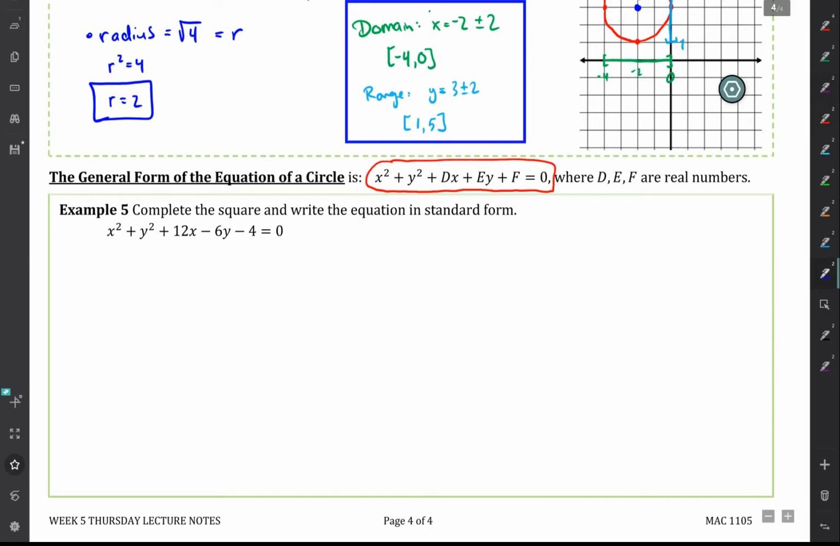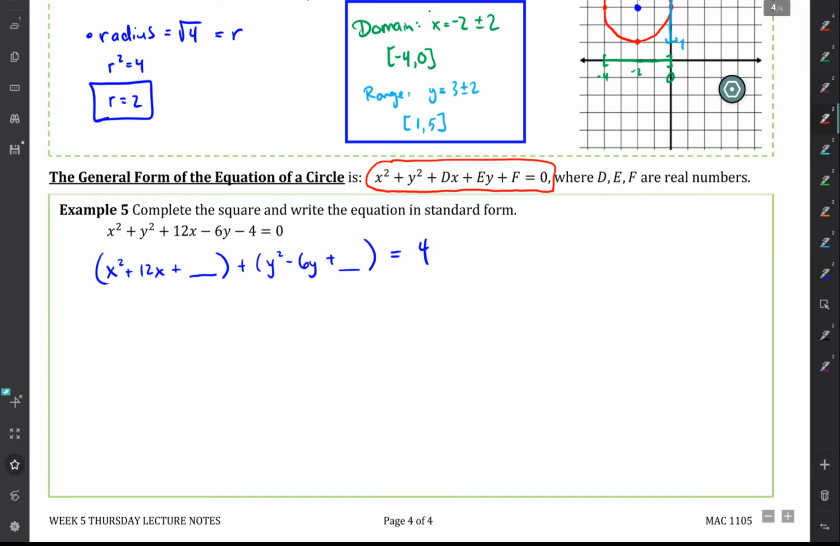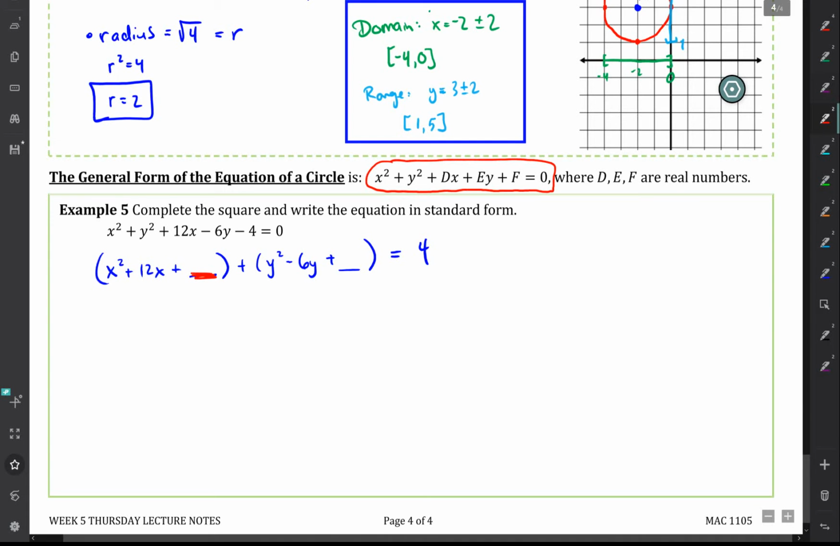What we're going to do is start by grouping the x terms together. So this is x squared plus 12x, and then I'm going to have a plus, and I'm just going to leave a space, plus y squared minus 6y, plus, and leave a space, and then equals 4. So I've added 4 to the other side, and I've grouped my x and y terms, and I've left these two spaces. There's a red space, and let's say here's a green space. Okay? And now I need to complete the square twice.